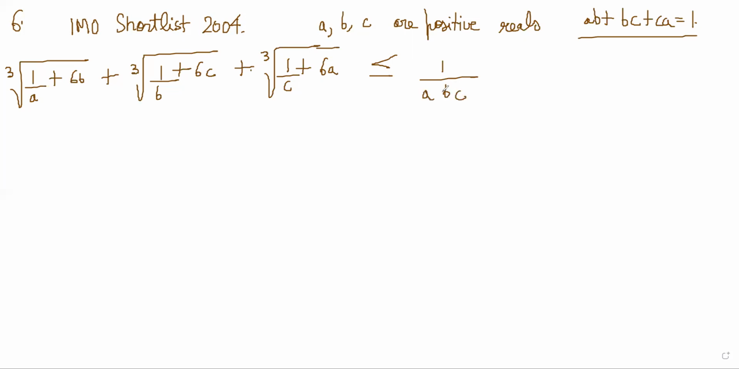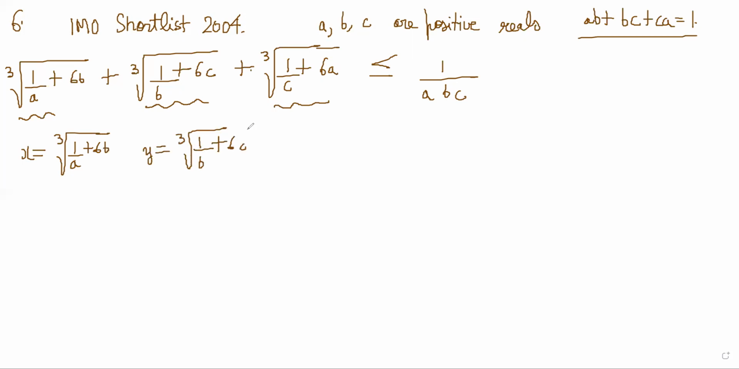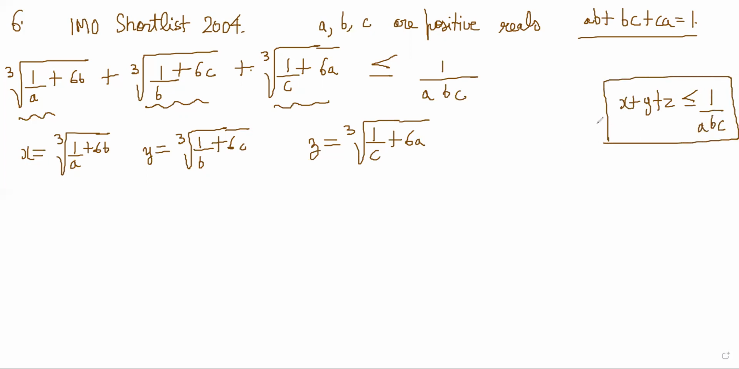So this is my question. Let's think about how we will solve this. These terms look really weird, so let's say x is equal to the cube root of 1 by (a plus 6b), y is equal to the cube root of 1 by (b plus 6c), and z is equal to the cube root of 1 by (c plus 6a). So what I have to prove is x plus y plus z is less than or equal to 1 by abc.